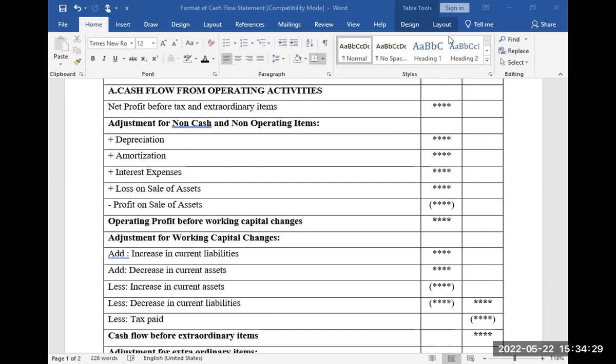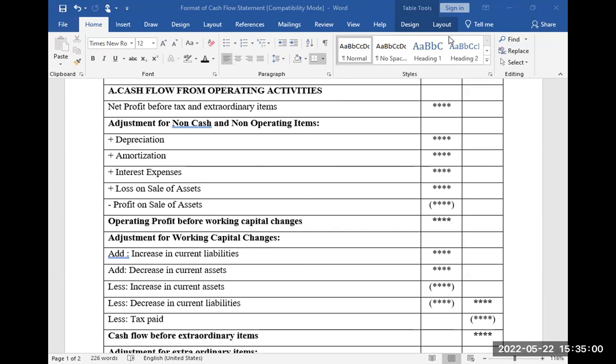Dividend paid is financing activity. Dividend received is investment activity. Please understand, dividend paid is financing, dividend received is investment. Purchase of fixed asset is investment activity.